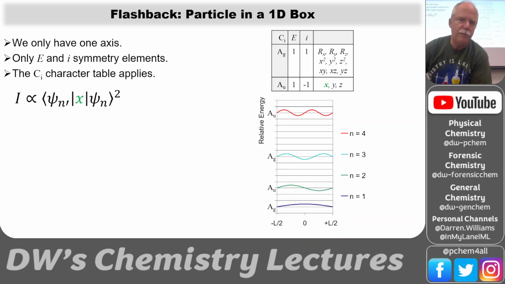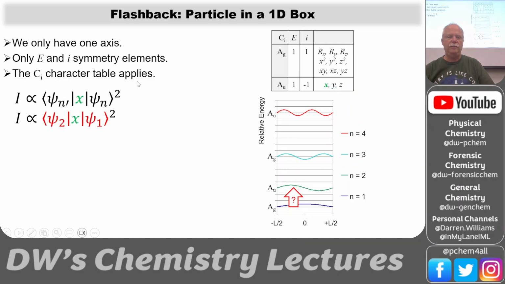And so we set up our dipole moment integral for absorption or emission, where we have one photon of light coming in, interacting with the lower state and the upper state. So we're asking, is this transition allowed? So we can put in those numbers, 1 and 2. So we have wave function 1, wave function 2, and x. And what we want to do is insert the symmetries of those. So we have wave function 1, which is Ag, x is Au, and wave function 2 is Au.